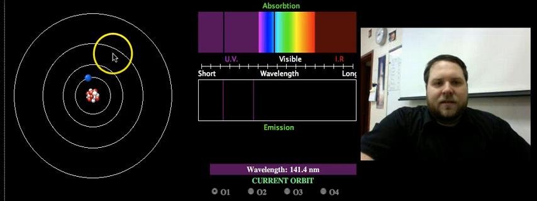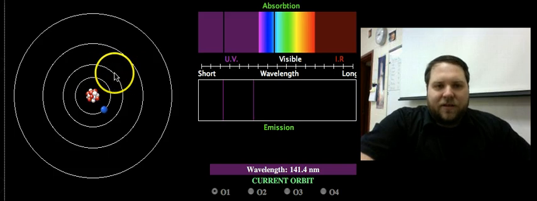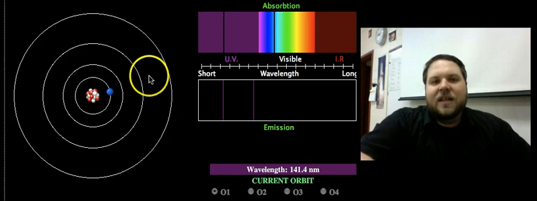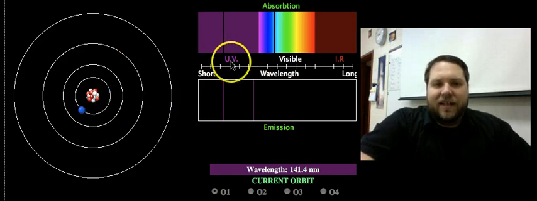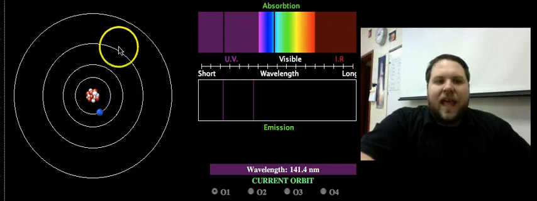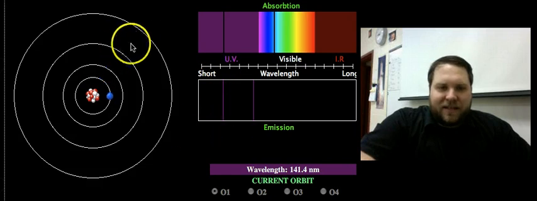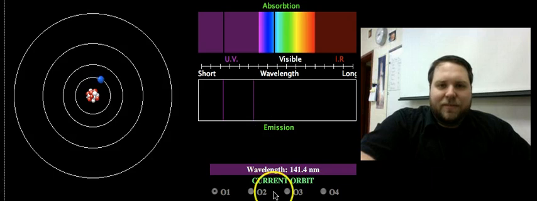To sum up, if an electron goes from a lower energy level to a higher energy level, it's absorbing some color of light, and so we'll see that as a black bar on the absorption spectrum. And then when it falls back down, it gives off certain colors of light depending on the distance between the energy levels, and we see that in the emission spectrum.